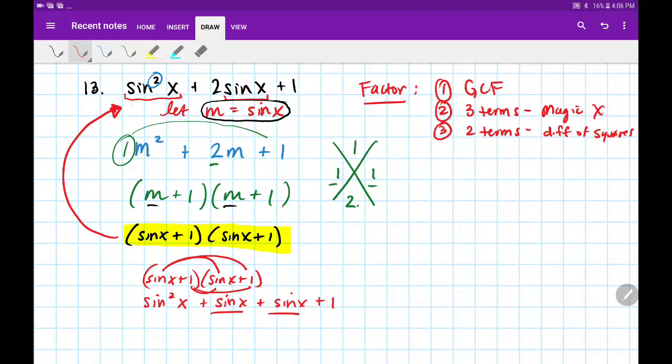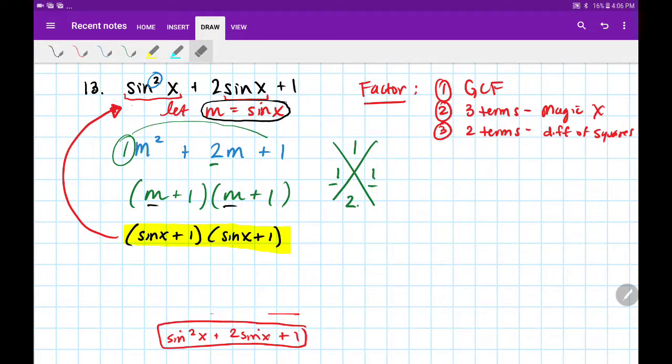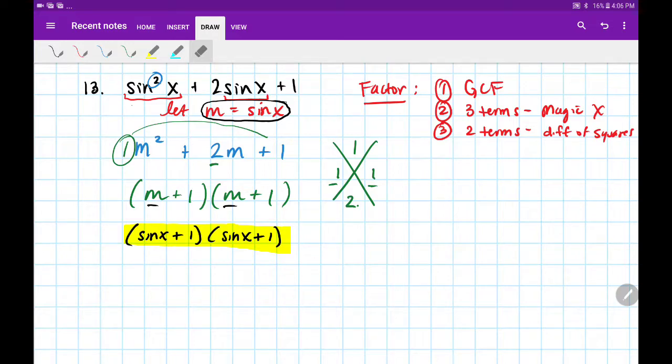Now I can combine my like terms, and so I'll get sine squared x plus sine x plus sine x is 2 sine x, and then the plus 1. And that is indeed the same as the problem we started with, so I know that I did my work correctly. So I'm going to erase this because that's just me checking my work, and this was our answer. Kind of cool. We can use magic x with trig functions if we make these small little substitutions to make it easier for us to see.